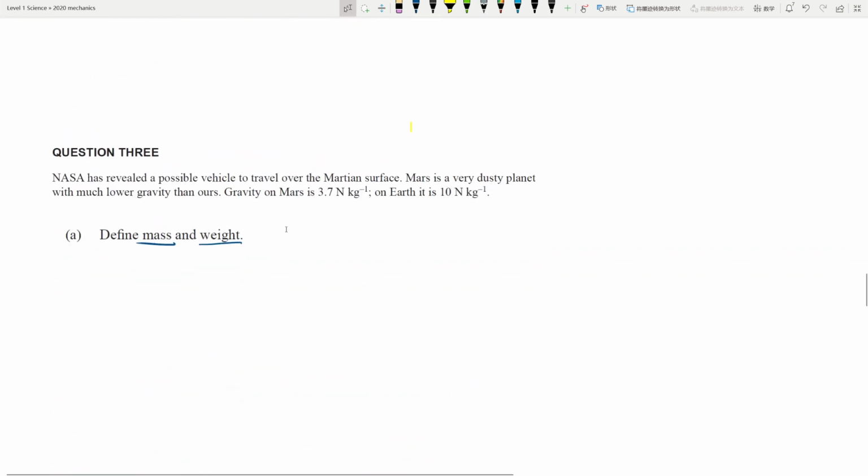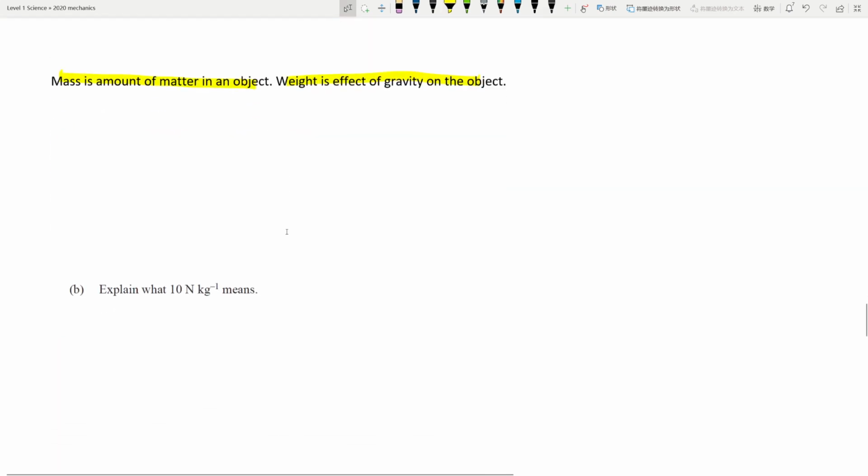So it's just in here, as you can see. They said that gravity on Mars is 3.7 newtons per kilogram. Earth is 10 newtons per kilogram. 10 newtons per kilogram just means for every 1 kilogram of something.